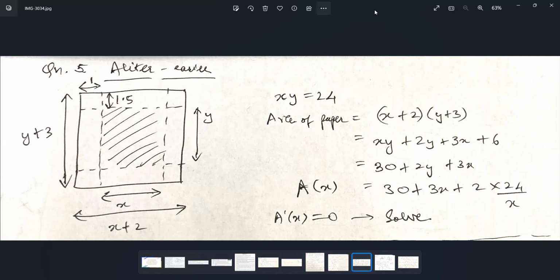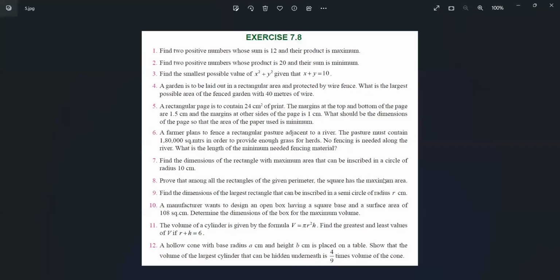So this we can solve, and this is an easier way to get the solution for the same problem. So the next question which we look at here is question number 12. A hollow cone with base radius A and height B is placed on a table. Show that the volume of the largest cylinder that can be hidden underneath is 4 by 9 times the volume of the cone.